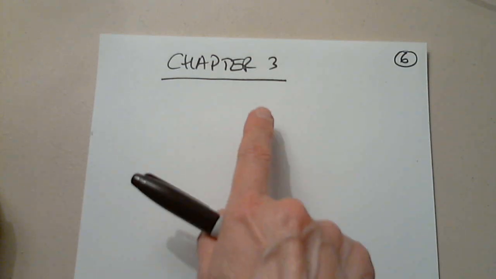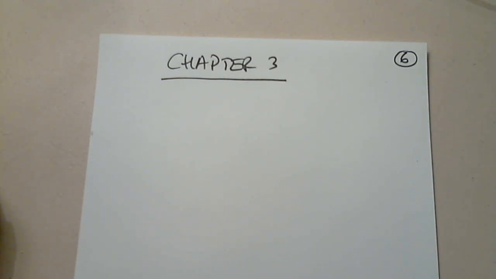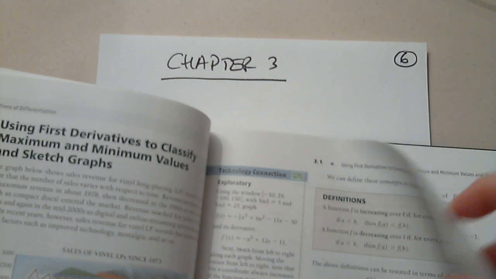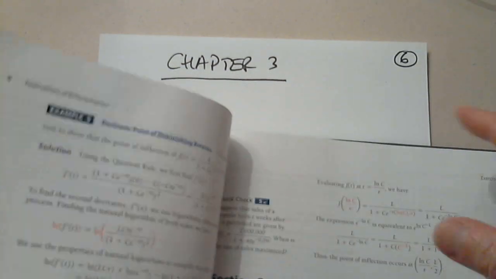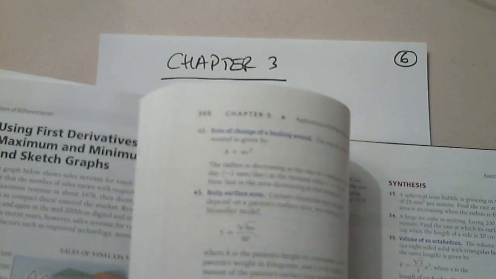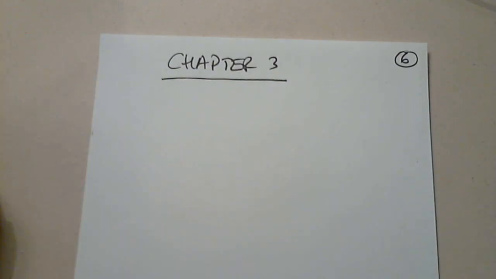Okay, so then we're going to start chapter 3, and I'm just looking to show you here. Chapter 3 is huge. Look at all this. This is chapter 3, from 264 to 366. 100 pages. A lot. So let's start.